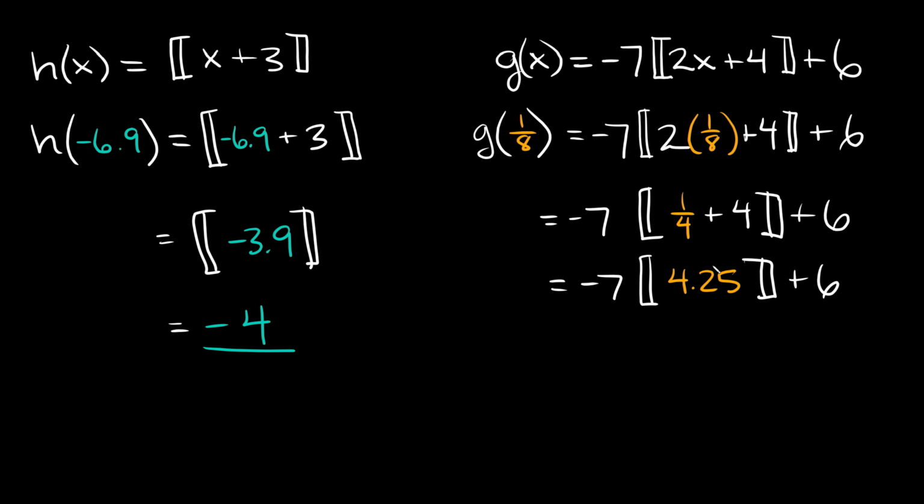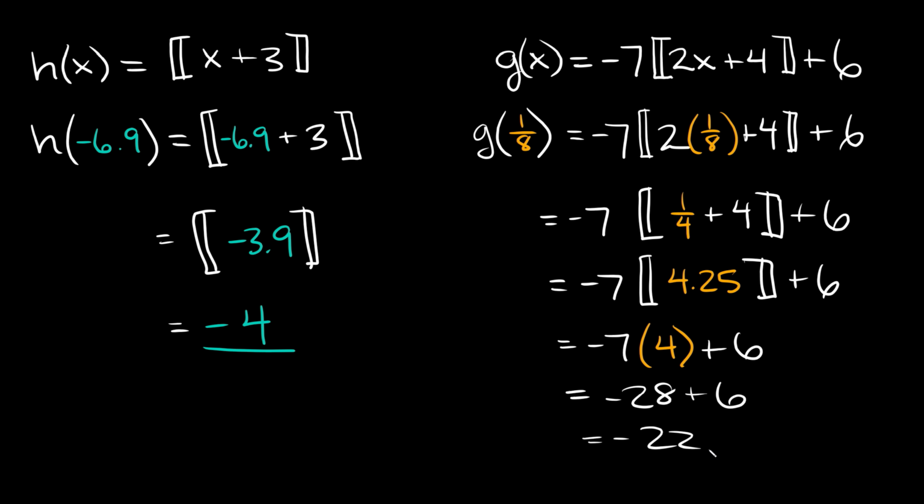Okay, so we finally simplified this as much as we can, so now we can round this down. So 4.25, rounding that down to the nearest whole number would just be 4, right? So then this is going to be equal to negative 7, and then this is, again, just 4. So we'll just put 4 in parentheses, and then plus 6. So then here, negative 7 times 4 is negative 28, plus 6, and that's equal to negative 22.